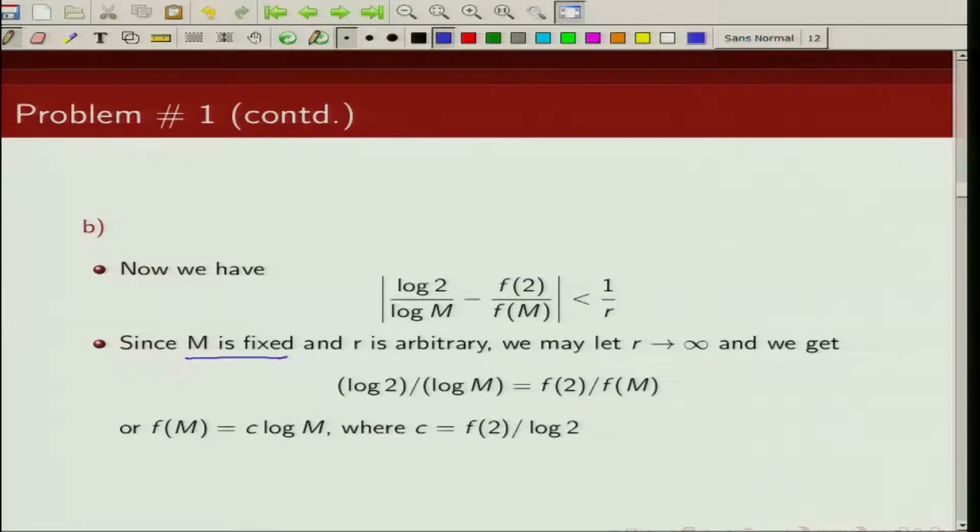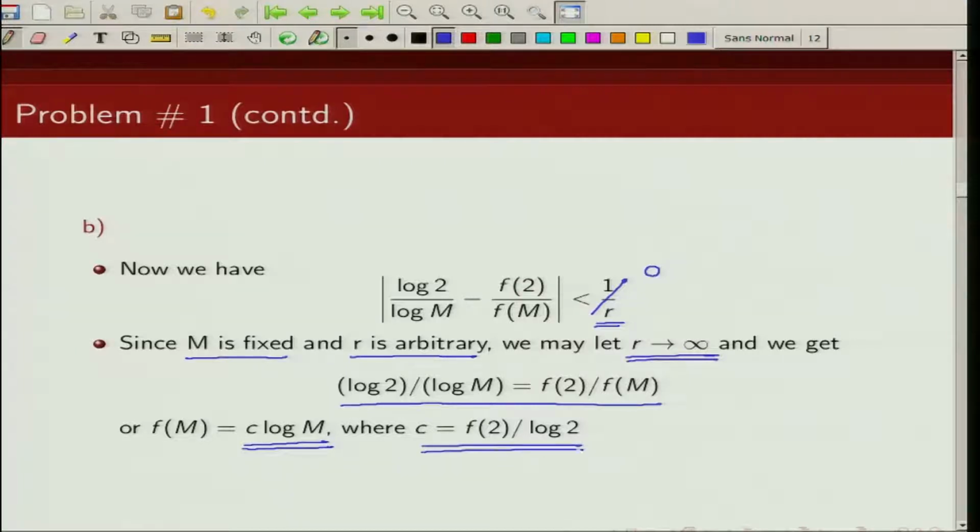Now m is fixed, but we can make r very large. If we make r very large, 1/r will become very small, so this will tend to 0 as r goes to infinity. Then basically what we will get is log 2/log m is equal to f(2)/f(m). Or in other words, f(m) will be of the form c log m, where c is f(2) divided by log 2.